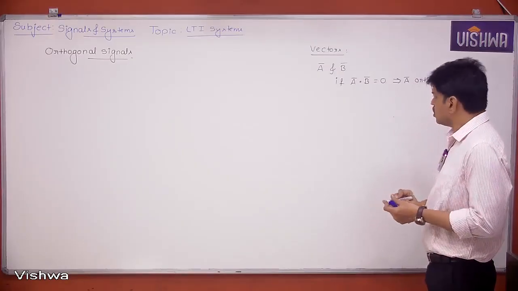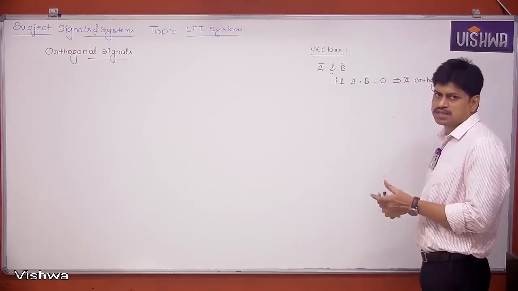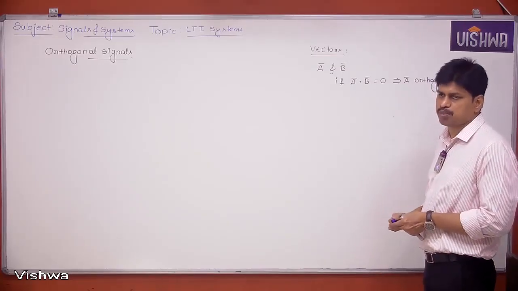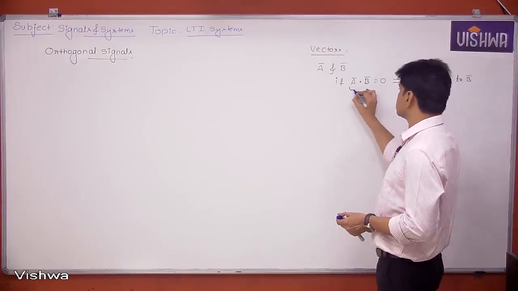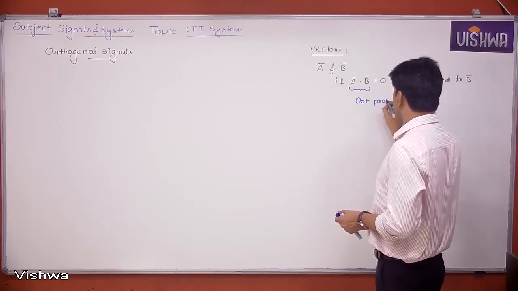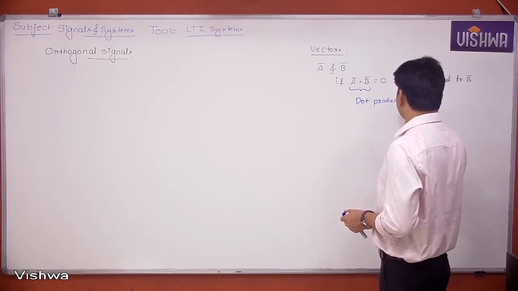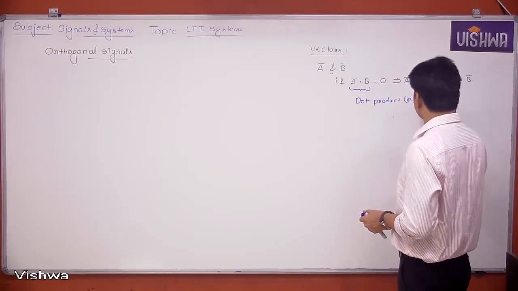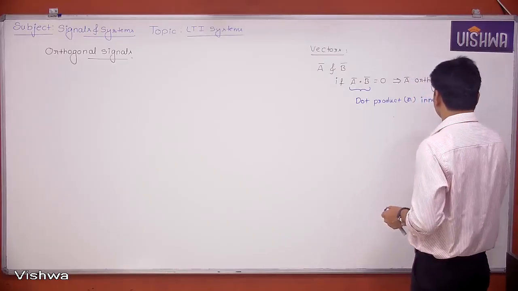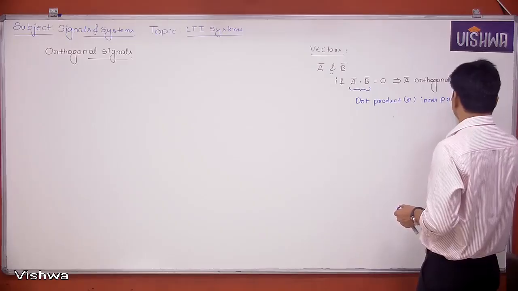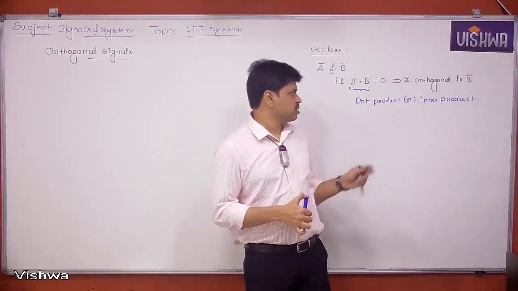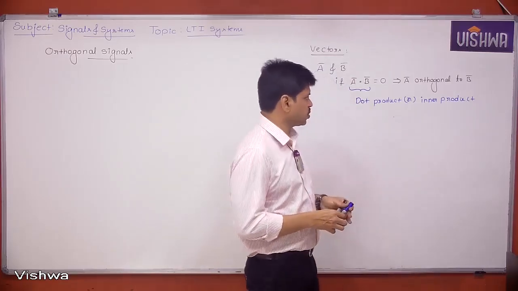You know, this product is called the dot product. Everybody knows it. And there is another name for it, which is called the inner product. So whenever the inner product is 0, then we can say those two vectors are orthogonal to each other.